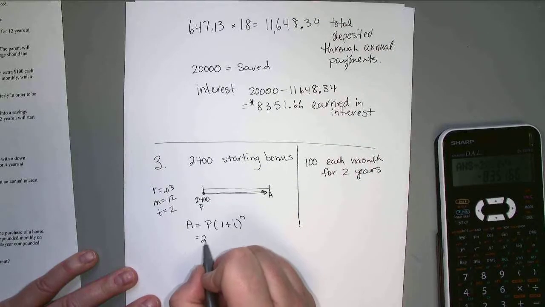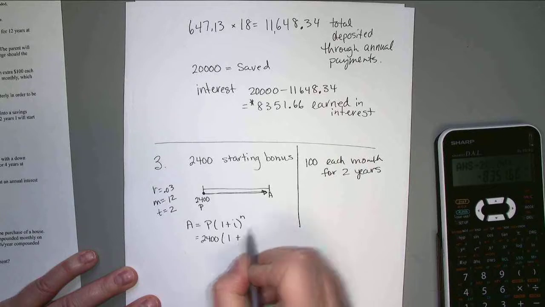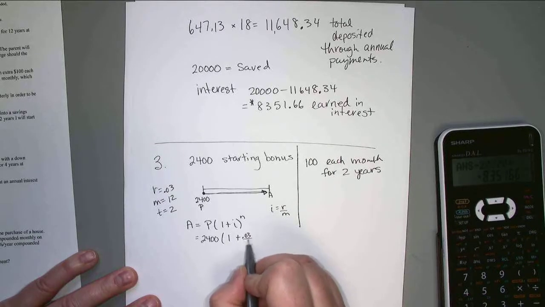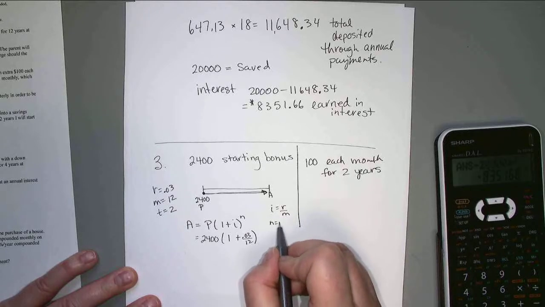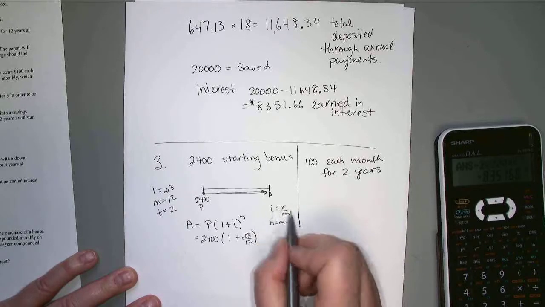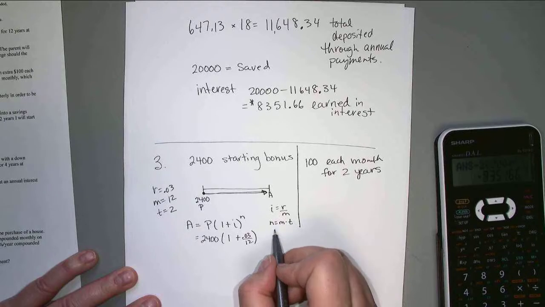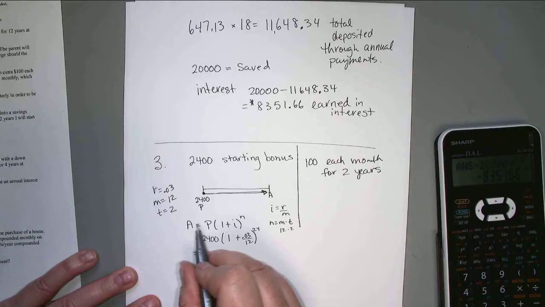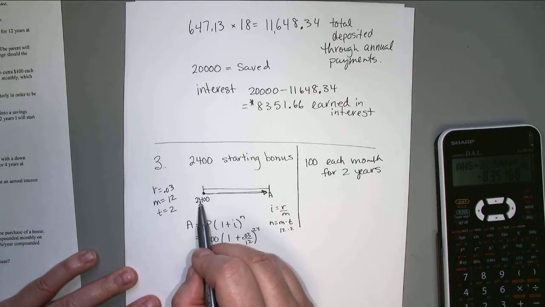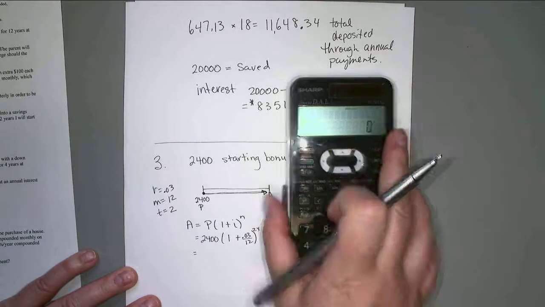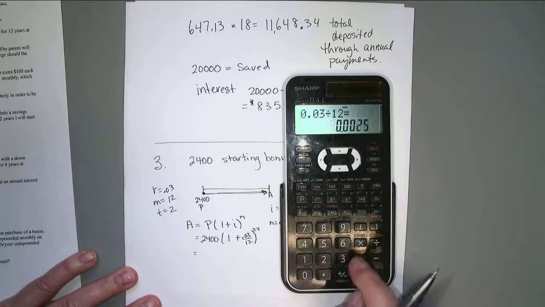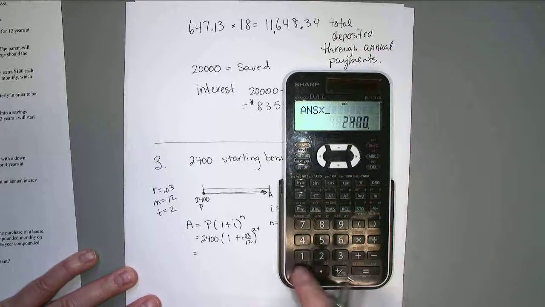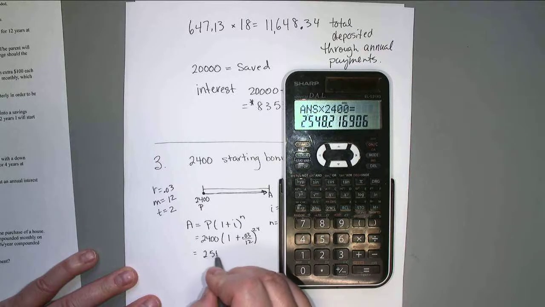So 2,400, 1 plus i, which is r over m, so 0.03 divided by 12, to the power n, which is m times t. You do need to remember these two formulas. I don't give those. So 12 times 2, 24. And so we can figure out what this lump sum one-time payment grew to. I just do this bracket first. So 2548.22.